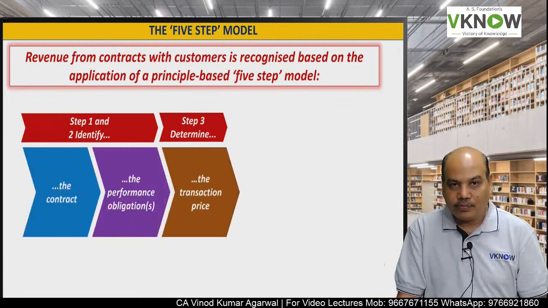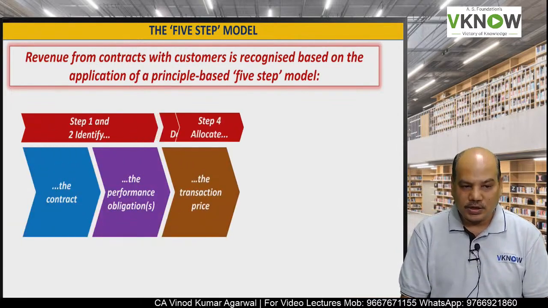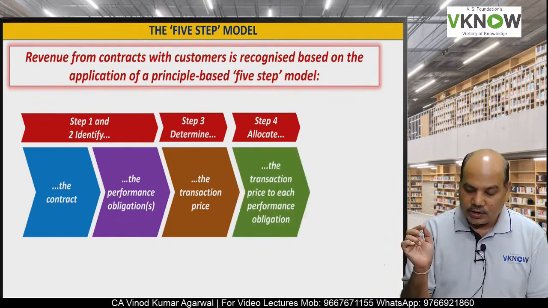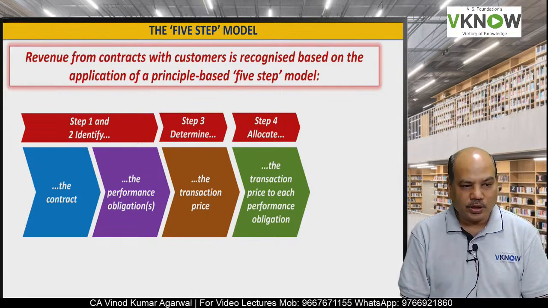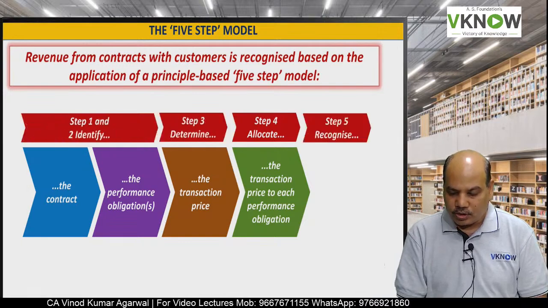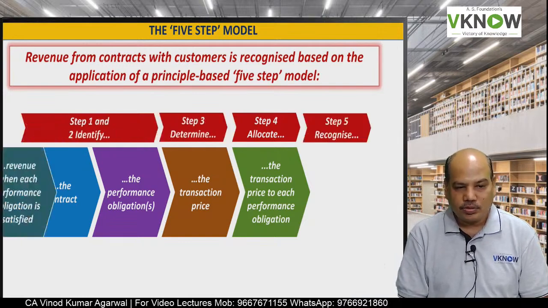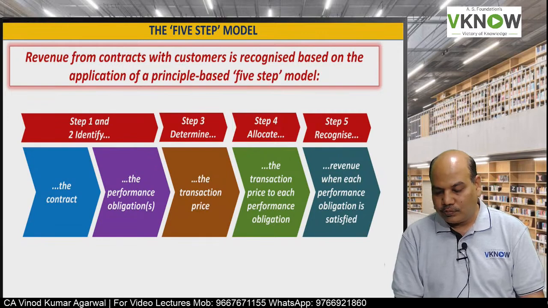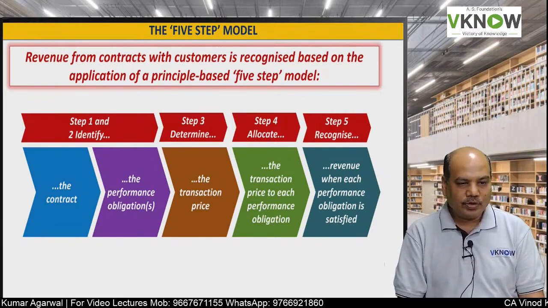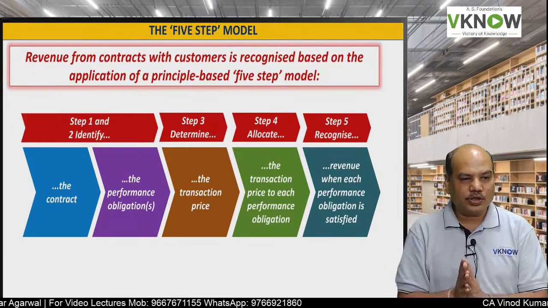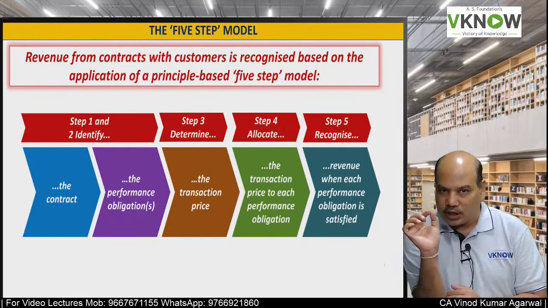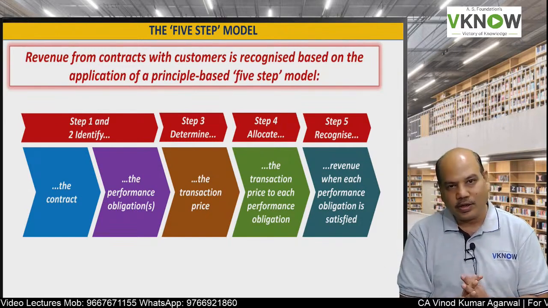Step number 3 is to identify the transaction price. Step number 4 is to allocate the transaction price to each performance obligation if there are more than one performance obligation. And step number 5 is to recognize the revenue when each performance obligation is satisfied. So as and when a performance obligation gets satisfied, the revenue related to that performance obligation will be recognized.